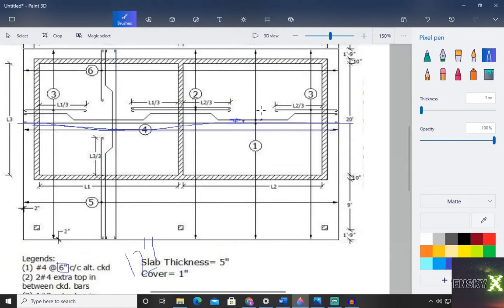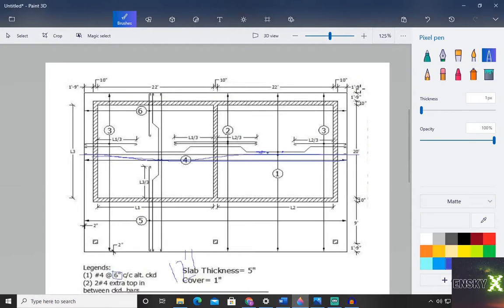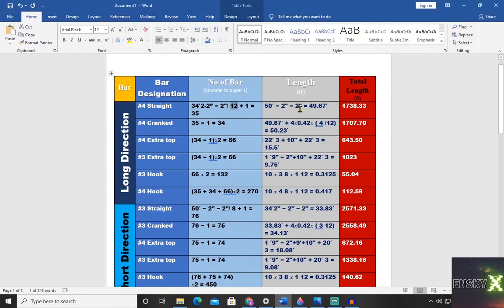Okay, so this is the length, and this is the number of total bar we need. To calculate the length, we just put this 1 feet 9 inches plus 10 inches plus 22 feet, then this 10 inches, then 22 feet, then again this 10 inches, then 1 feet 9 inches. It's very easy. And if we add this, then we can find this 50 feet here.